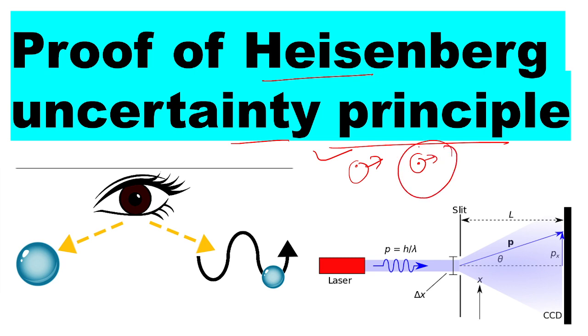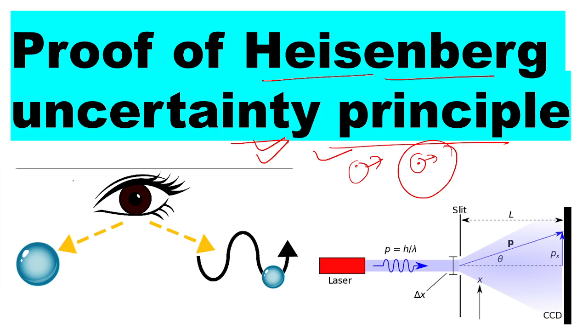The Heisenberg uncertainty principle is also used to calculate the binding energy of the electron. It is also used to find the minimum energy of a harmonic oscillator. So there are various kinds of applications of the Heisenberg uncertainty principle in quantum mechanics.